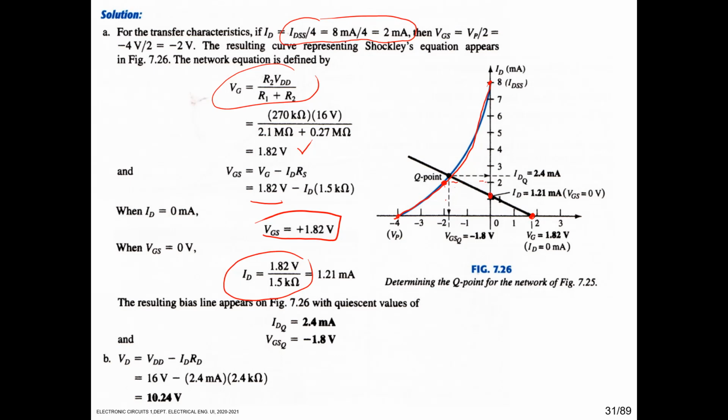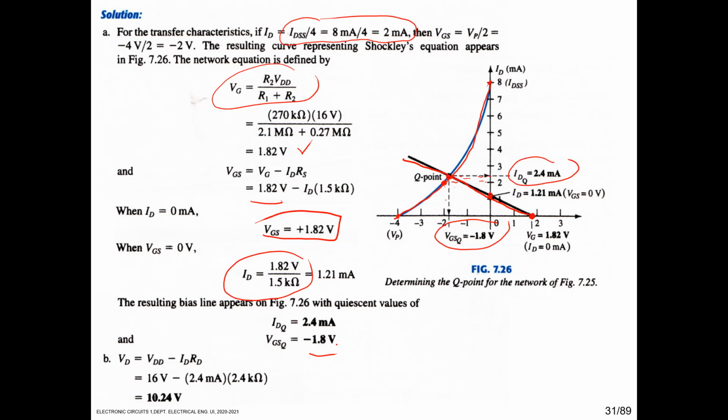And then we plot this graphic here from this point. We got the intersection between the device characteristic and circuit characteristic. We got this point and we draw from it. This is the IDQ and then the VGSQ. IDQ is 2.4 milliampere and VGSQ is 1.8 volt.